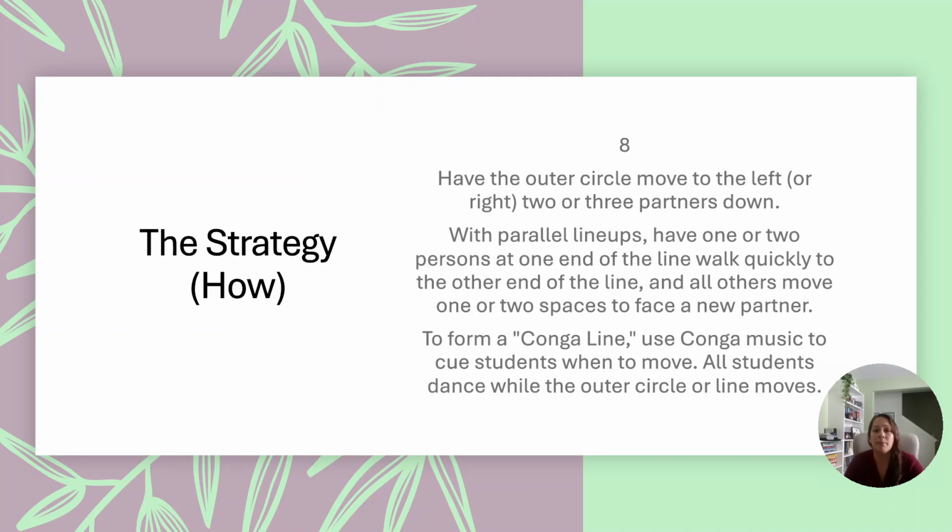The 8th step, have the outer circle move to the left or right 2 or 3 partners down. With parallel lineups, you're going to have the students move from one end to the next end, and then the others kind of move down. That way it's the same concept of going around in a circle.